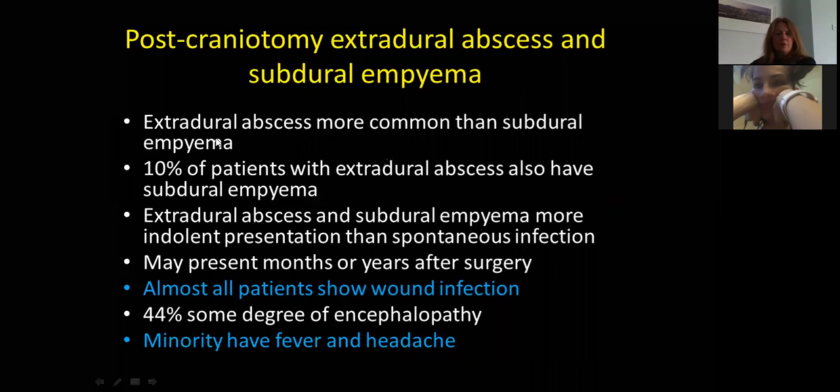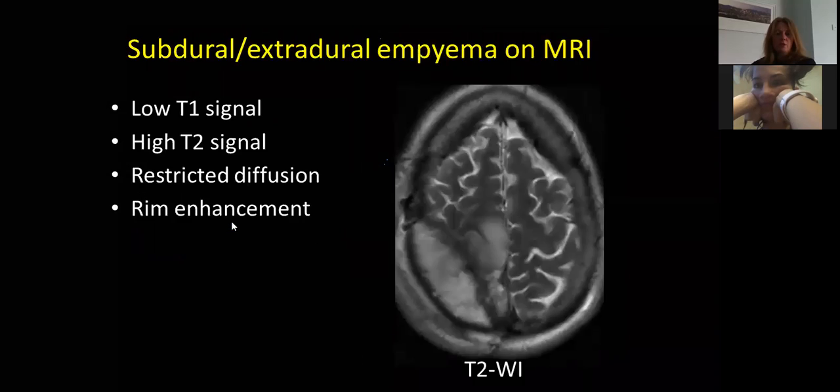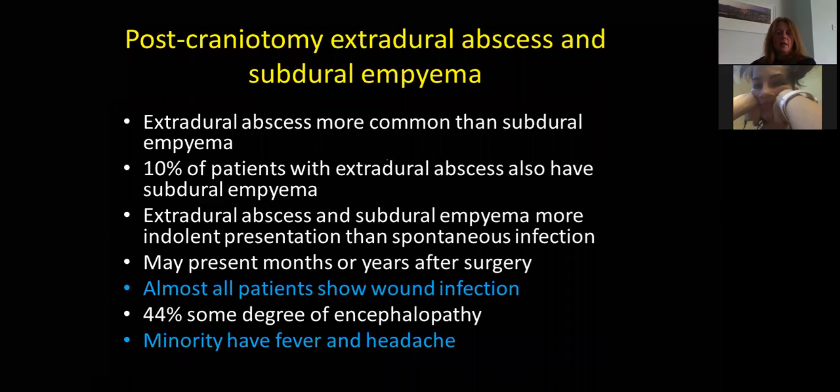So in terms of these empyemas or abscesses, extradural is much more common than subdural. If you have an extradural abscess, then a few people will also have subdural empyema associated with that. Clinical presentation of these abscesses is much more indolent. They don't necessarily occur early, so they can occur quite late, and almost all of the patients show wound infection. So again, I'm highlighting that to point you towards the fact that imaging findings can be a bit non-specific. Only the minority have fever and headache, so not particularly helpful signs.